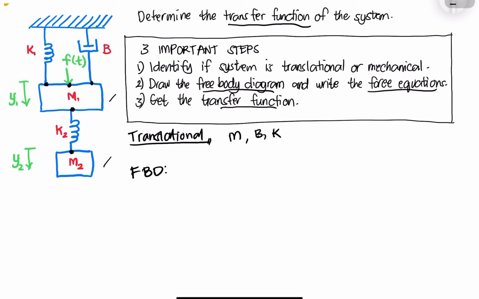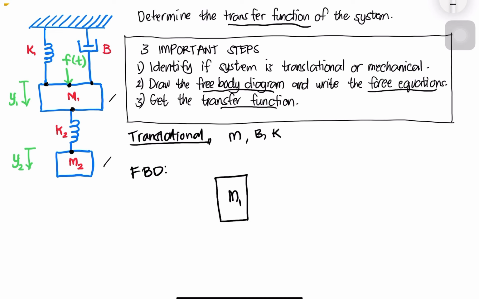Free body diagram. The important thing about free body diagrams is that there is one corresponding free body diagram for every mass or for every inertia. So since we have M1 and M2, it's expected that we'll have two free body diagrams. So how do we draw free body diagrams? Let's draw first the mass M1. So we separate those two masses. And then we will have to draw all the forces connected to that mass.